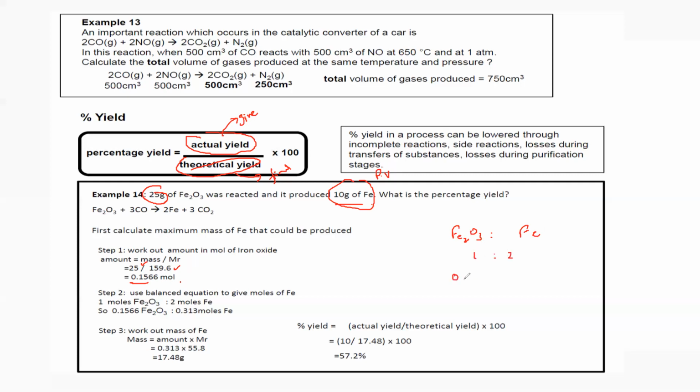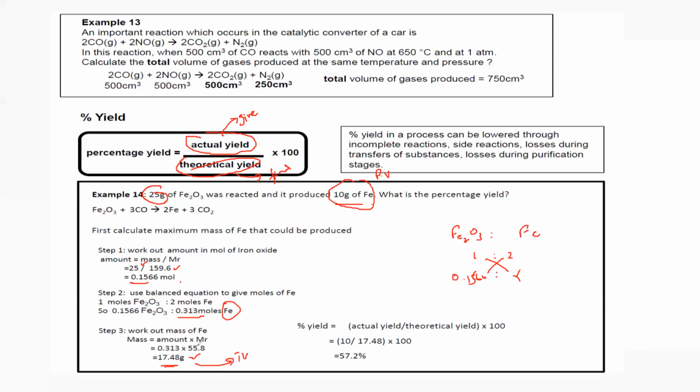So if we have 0.1566 moles of iron oxide, then it will be x; cross multiply. When we multiply them, it comes out as 0.313 moles of iron. After getting the moles of iron, multiply by its molar mass. So 0.313 multiplied by the molar mass gives us 17.48 grams of iron. So this is the theoretical value.